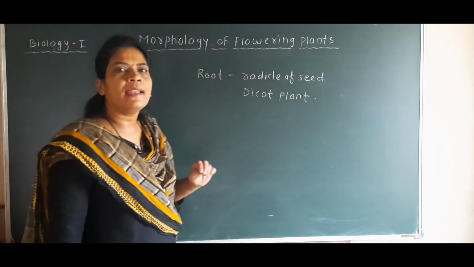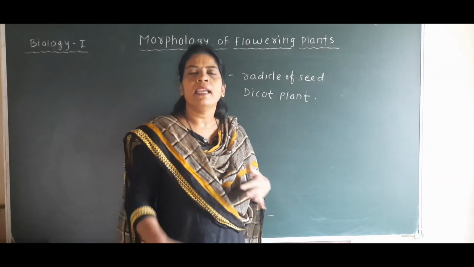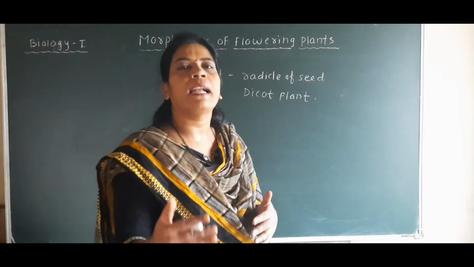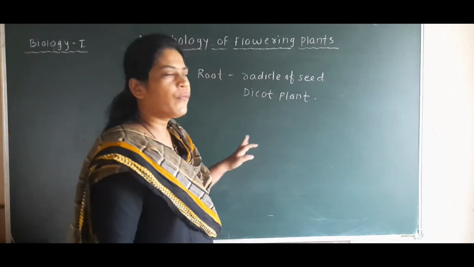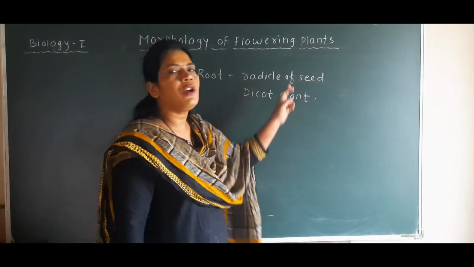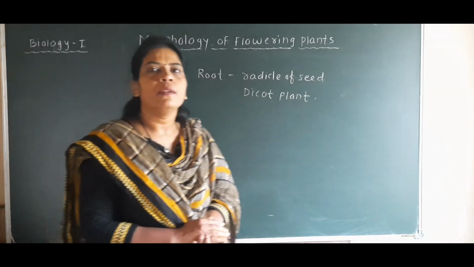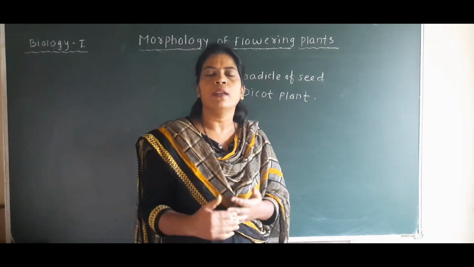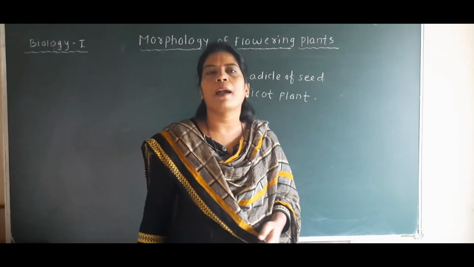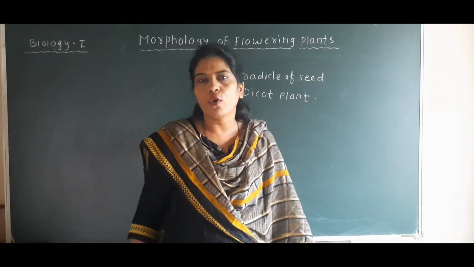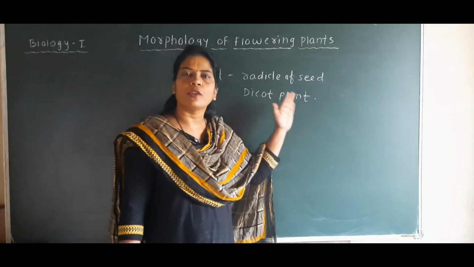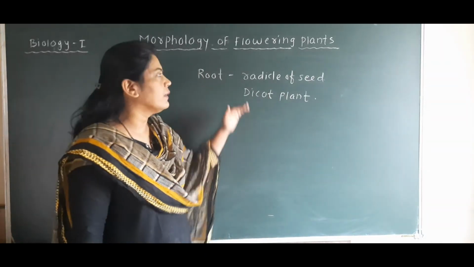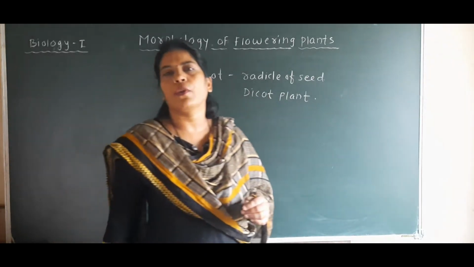Okay, again I will revise this sentence. In the majority of the plants, that means in the dicot plant, the roots are developed from the radicle of the seed. Now, a number of students don't even know what is meant by dicot plant and what is meant by monocot plant. So first we will discuss what is dicot and what is monocot. Then we will discuss the radicle part of the seed.